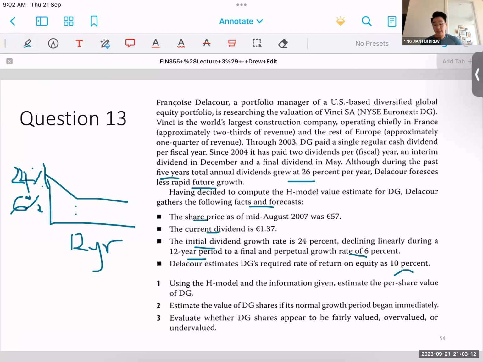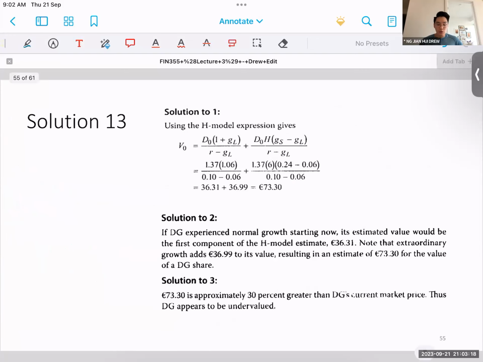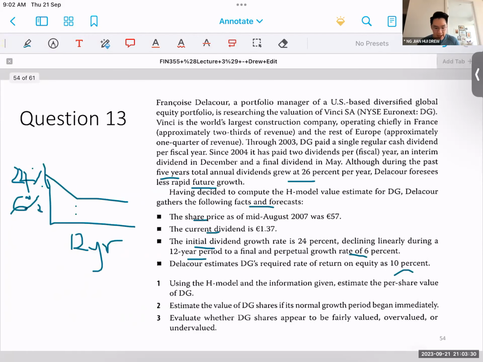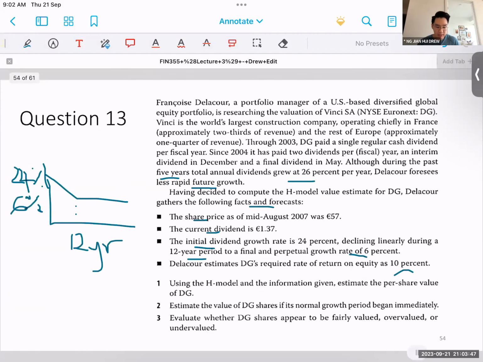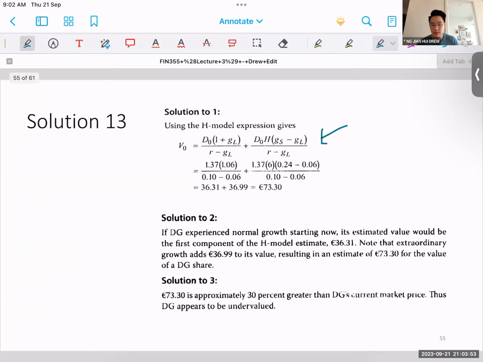Using the H model, estimate the per share value. Okay, let's do part 1 first. So part 1, we know that it's already an H model. We can use the H model formulation, and we just plug in the values, right? So D naught, what's D naught? D naught was given as the current dividend of 1.37. Okay, 1.37 plus the growth rate of 6% at G low. G S, we know that is 24, as we have written on the graph. So 24 and 6. So basically, you just plug in the formulas. This is kind of easy.